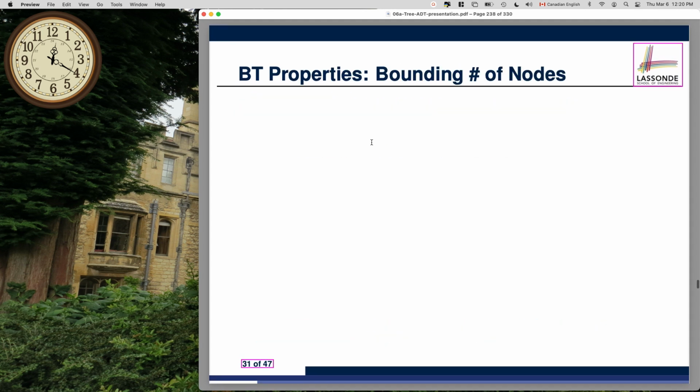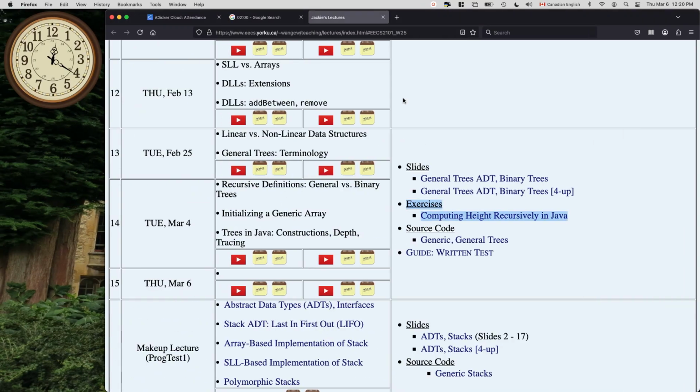All good. All right, let's now talk about some lower bounds and upper bounds for the different measurements of the tree. All right, let me give you a very quick walkthrough. Okay, we got quite a bit over here.